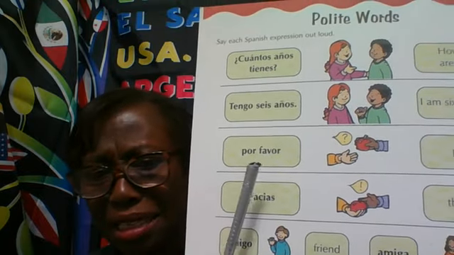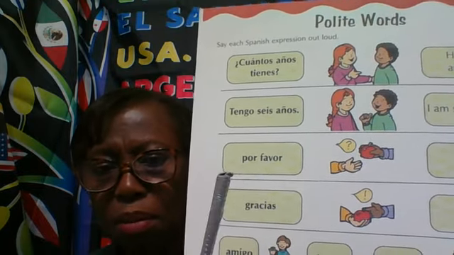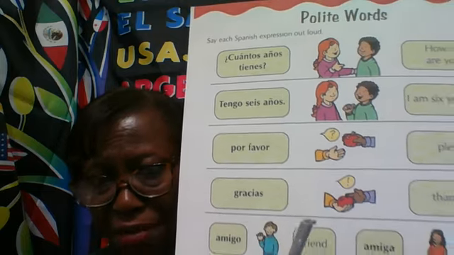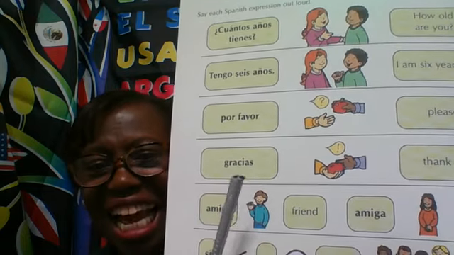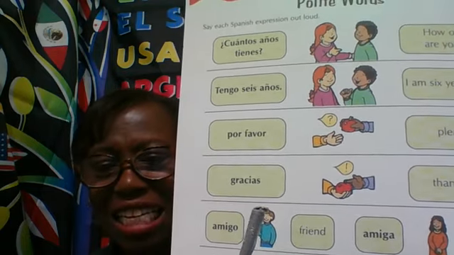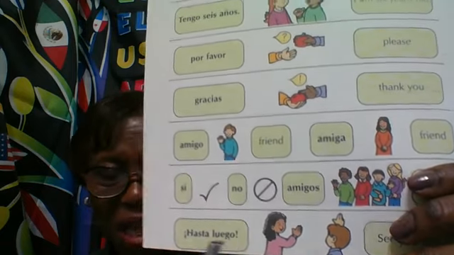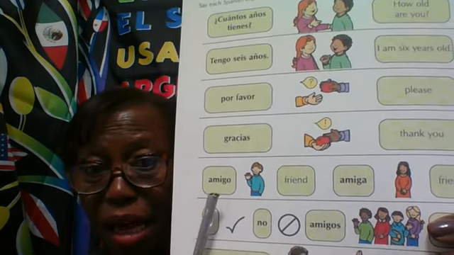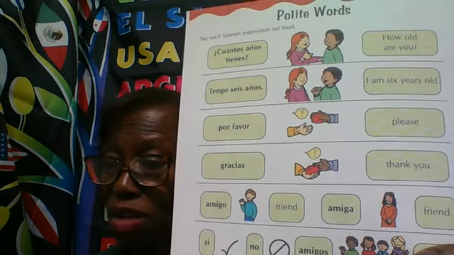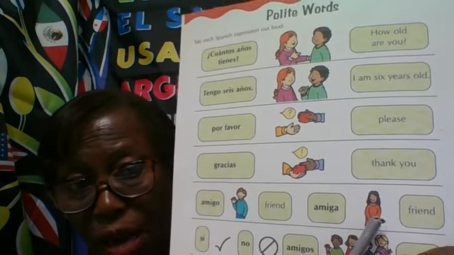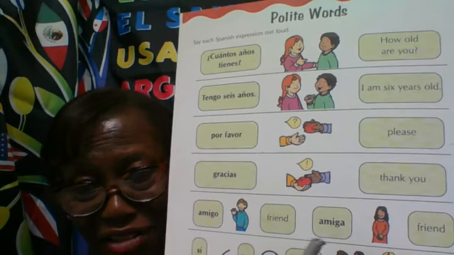Clase, now please, por favor. Okay? And thank you. Clase, gracias. And then we say, well, I have one friend that's a boy. Amigo. Okay, we say, hola, amigo. Hey, friend. Or if it's a girl, we say, amiga. Hola, amiga. Hi, friend. That's a girl. Muy bien.